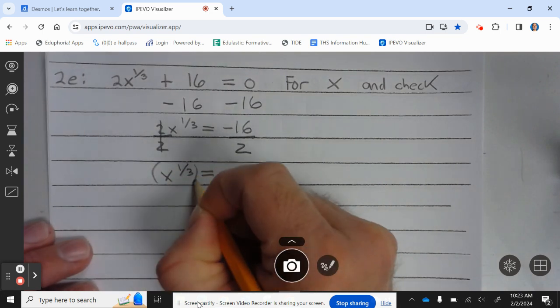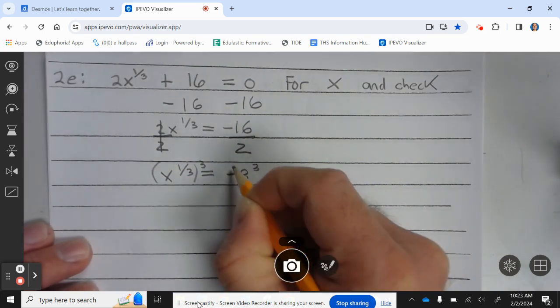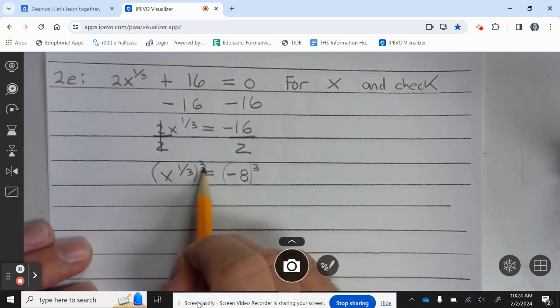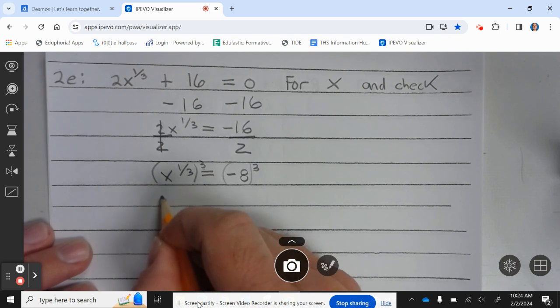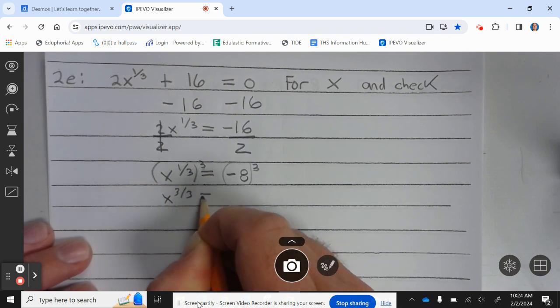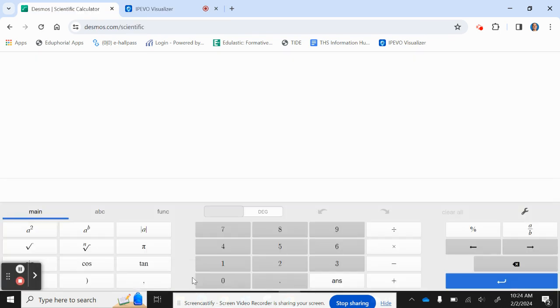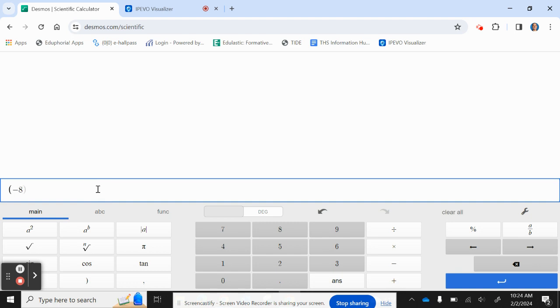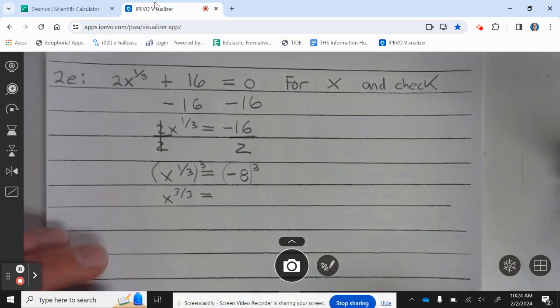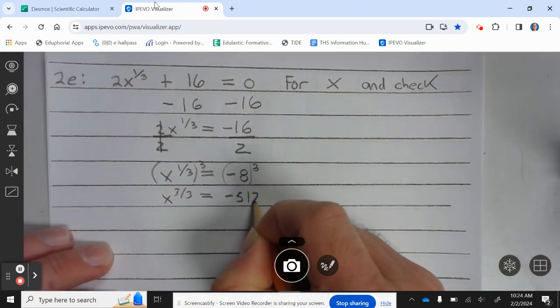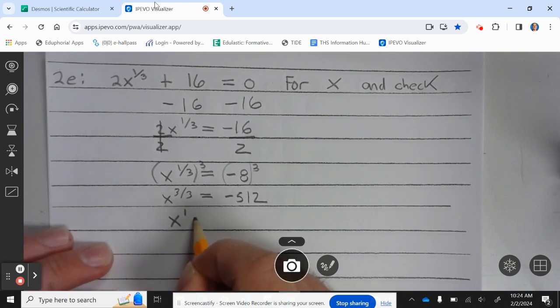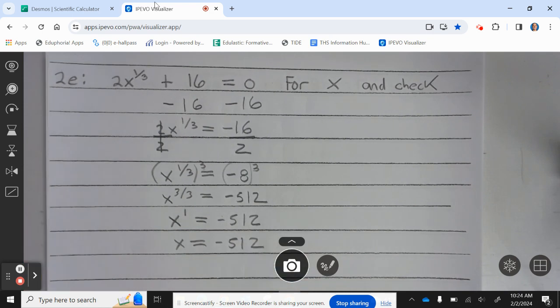We're going to then cube both sides. The cube multiplies times 1/3, so that becomes x to the 3 divided by 3 equals, and then we can do negative 8 cubed in our calculator. Is negative 512. And then 3 divided by 3 is 1, so that's x to the first power equals negative 512, which is just x equals negative 512. Go ahead and write that down.